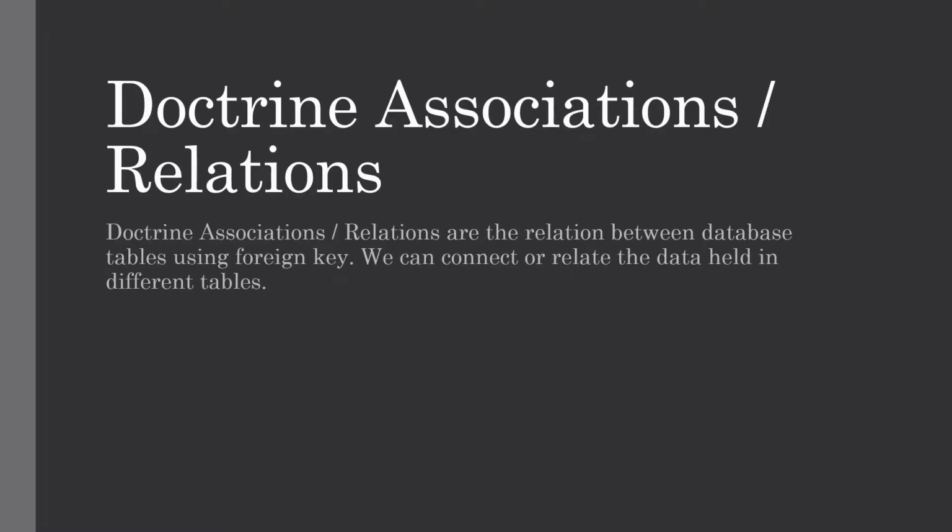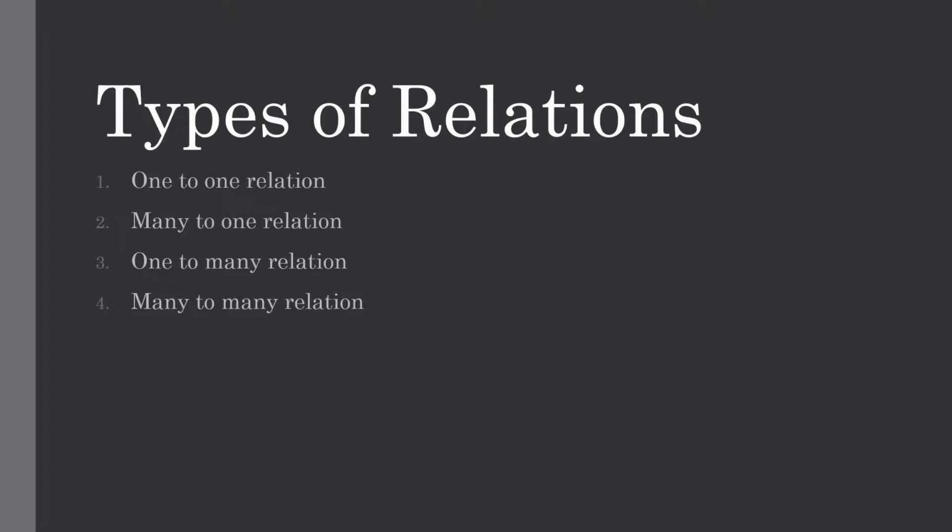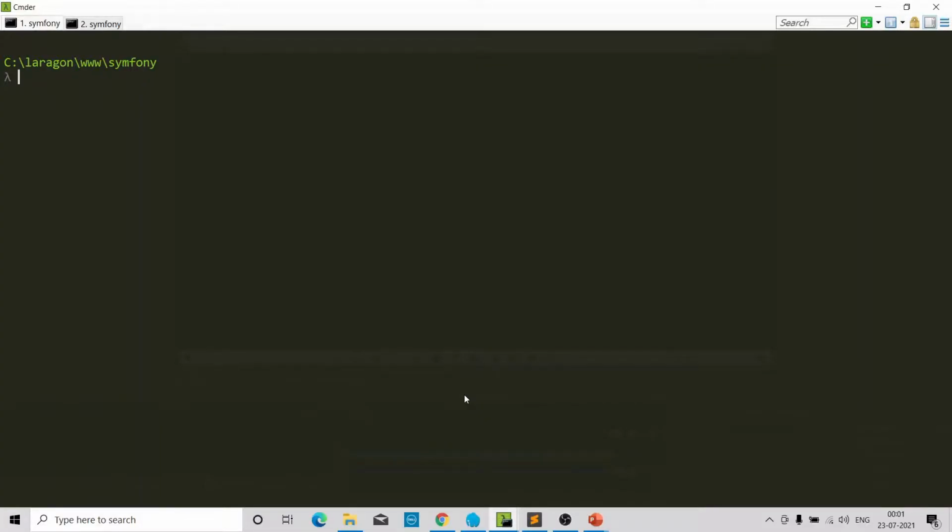In today's video we will learn about doctrine association relations. Doctrine association or relations are the relations between database tables using foreign keys. We can connect or relate the data held in different tables. Next, we will talk about types of relations. In this video, I will describe one-to-one relation, many-to-one relation, one-to-many relation, and many-to-many relation.